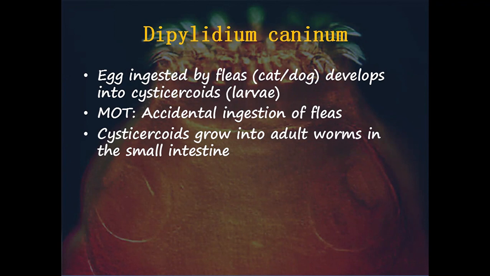Okay, so another tapeworm is Dipylidium caninum. The eggs will be ingested by fleas. So the fleas are the intermediate host. In the fleas, they develop into cysticercoid larvae, and humans can accidentally ingest the fleas, and we now harbor the adult worms in our small intestine. So those with dogs and cats, make sure your pets are free from fleas.